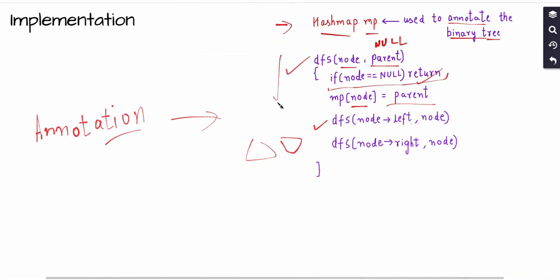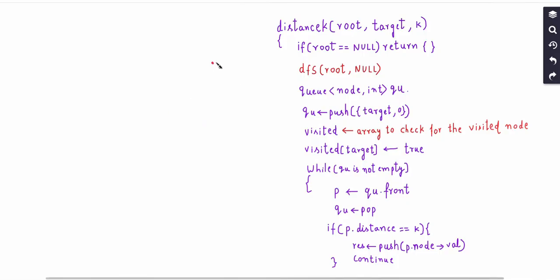Let's see how BFS will work after we have performed this annotation. So here we have our distance k function, which takes in the root of the given binary tree, the target node and the distance variable. Then this is my base condition. If we have an empty tree, then I return an empty array. Otherwise, I first annotate my tree right here. So this will basically map each child to its parent so that I can move to all adjacent nodes of any node in the binary tree.